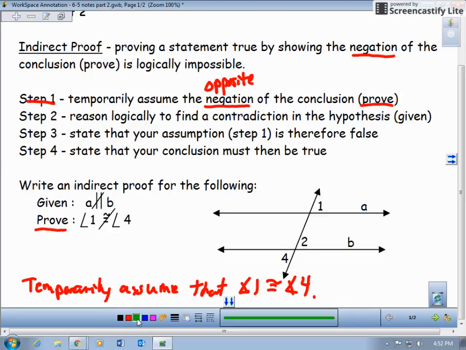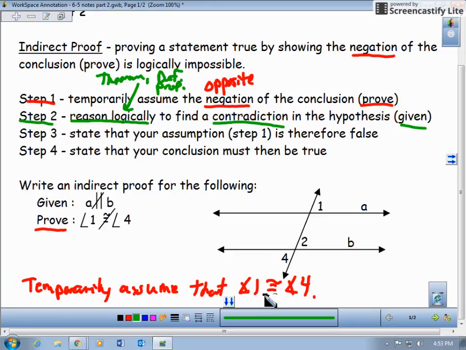Now step 2 is where we get into a little bit of work. We want to reason logically. I'm going to tell you what we're going to do here. Logically means we're going to use theorems, definitions, and properties. We're going to use all those things that we did before. That's how we're going to reason logically. And what we want to do is find a contradiction in the hypothesis, but for us, it's going to be the given.